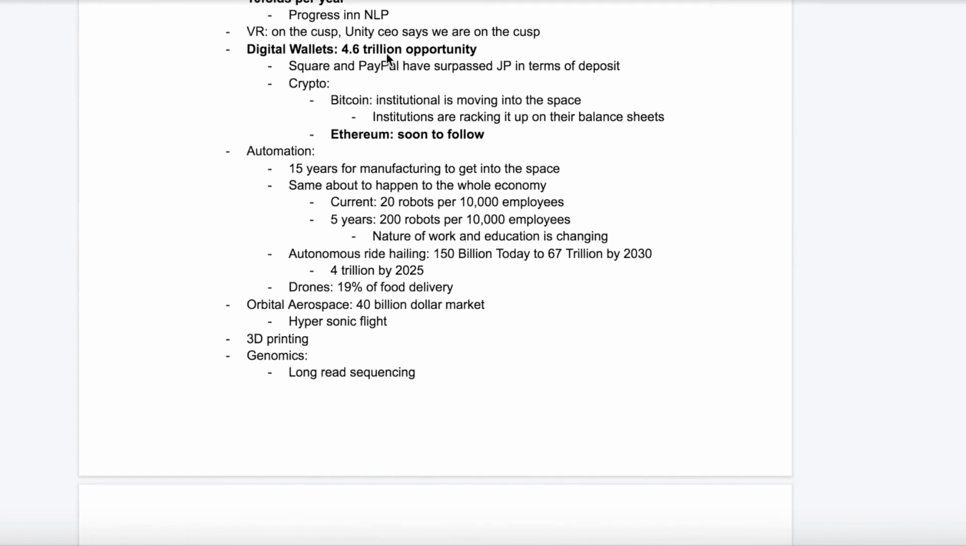Moving on to digital wallets, there's a $4.6 trillion opportunity in this market, and I am very bullish on Square, especially with their Cash App product. And as you can see, Square and PayPal, especially with Venmo as well, have surpassed JP Morgan in terms of deposits. JP Morgan focuses on acquisitions, whereas Square and PayPal have been getting every single one of their customers organically, which is insane and unprecedented.